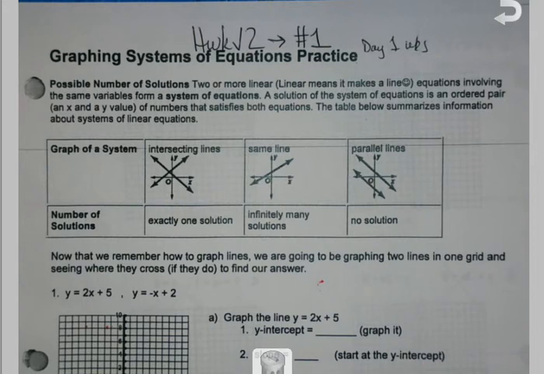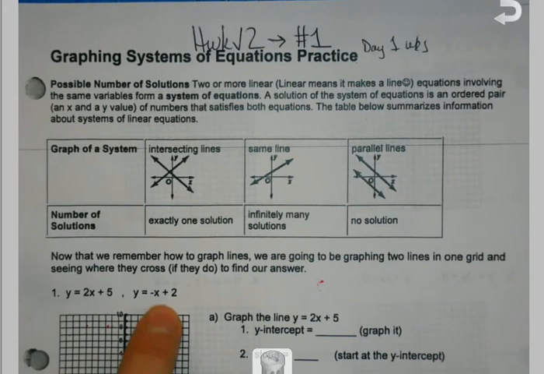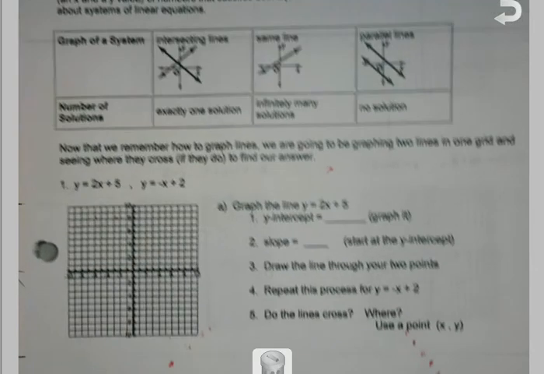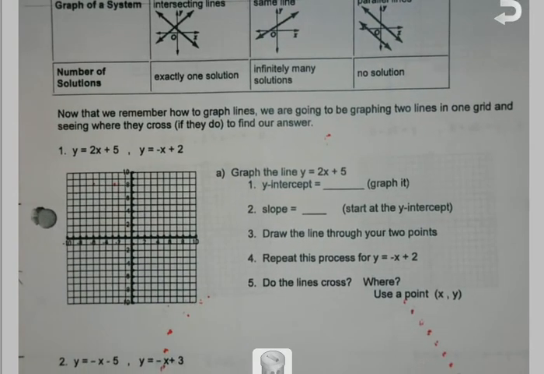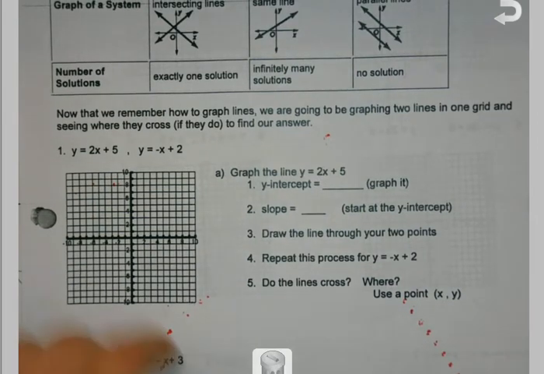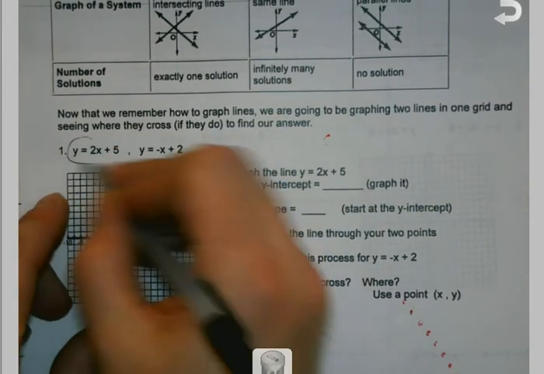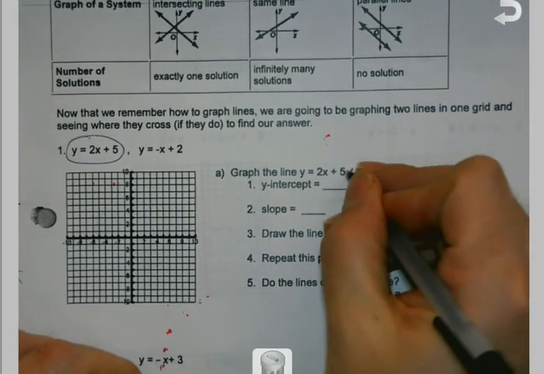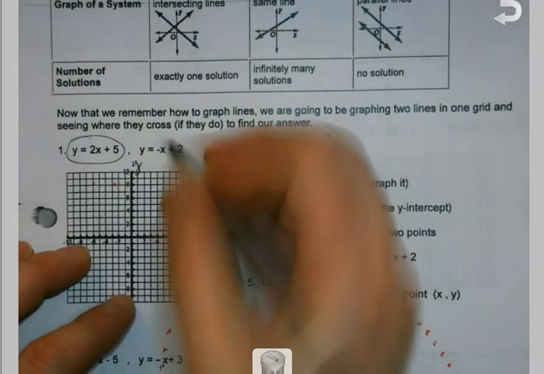What my job is going to be is, these are already in y equals. Well, that's nice. So my plan now is I'm just going to graph these and see where they cross. I'm going to do the first 2 here on the front with you together. Get you some direction, and then you should be in pretty good shape to knock the ones in the back out. So all right, graph the line y equals 2x plus 5. We'll start with this one. What's my y-intercept? 5.